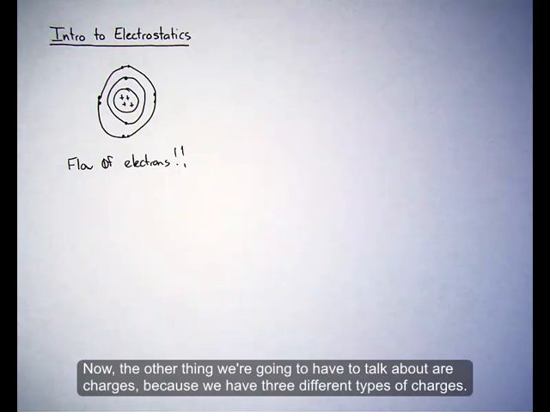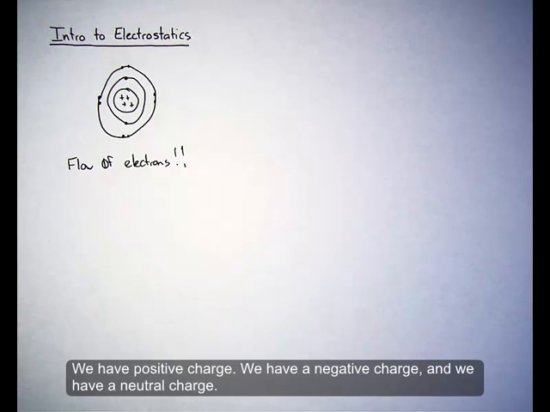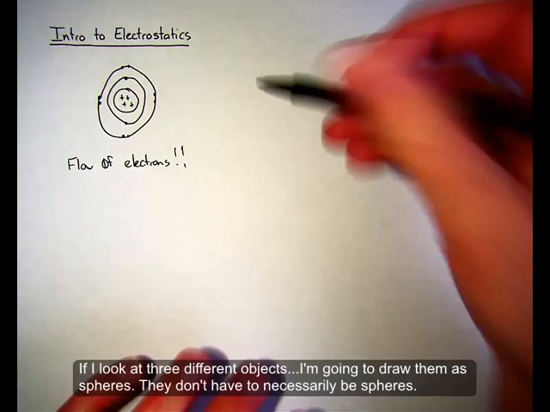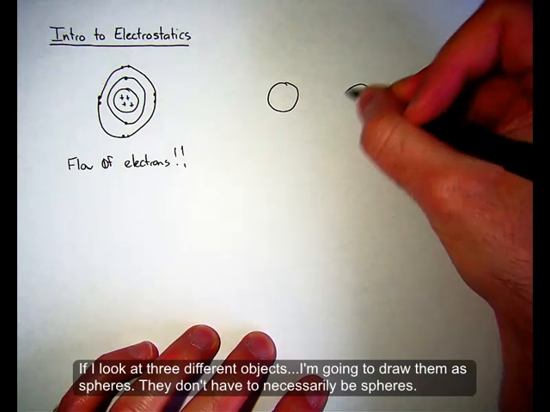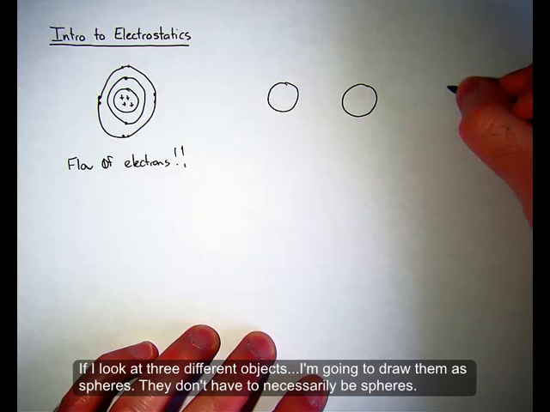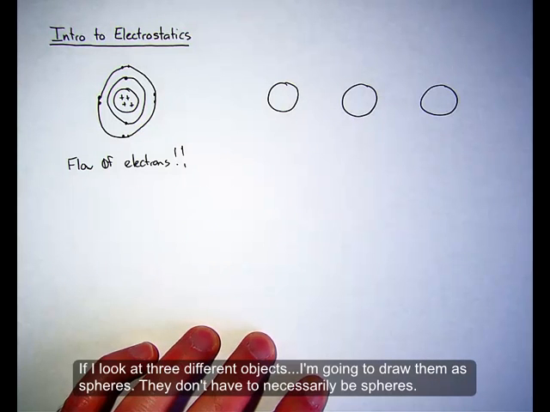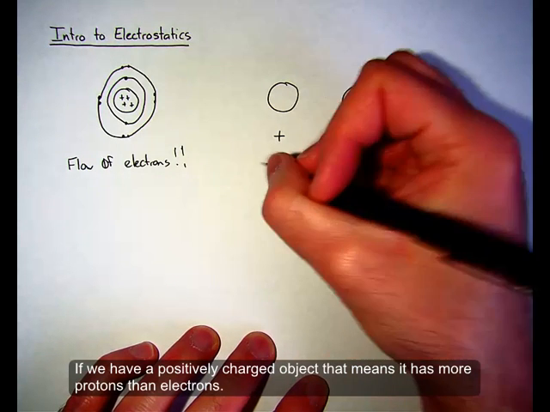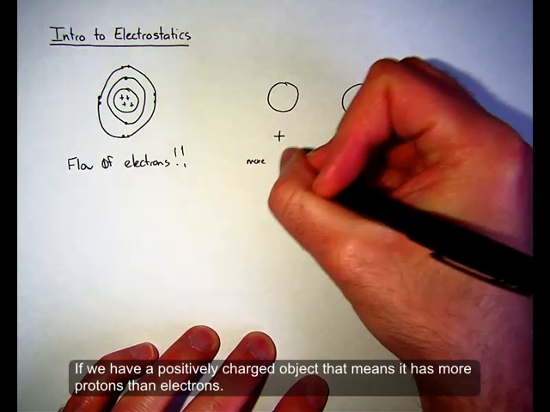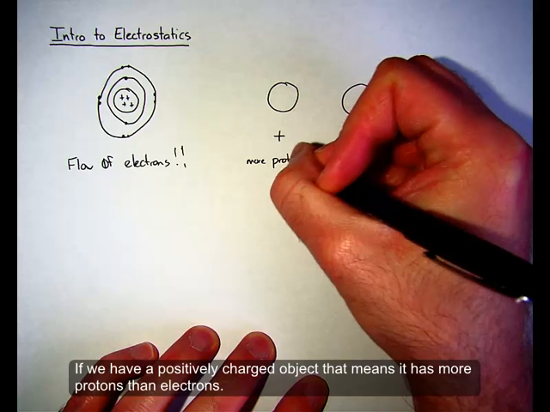Now, the other thing we're going to have to talk about is charges, because we have 3 different types of charges. We have a positive charge, we have a negative charge, and we have a neutral charge. So if I look at just 3 different objects, and I'm just going to draw them as spheres, they don't necessarily have to be spheres. If we have a positively charged object, it means we have more protons than electrons.